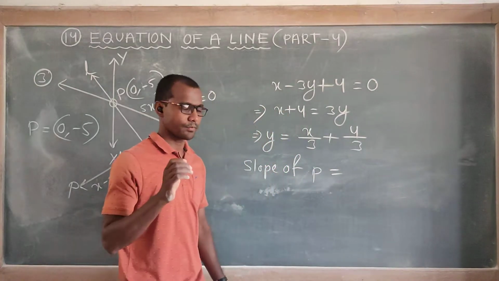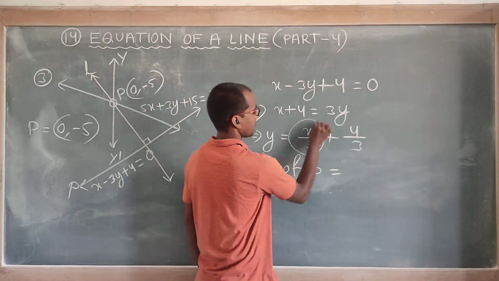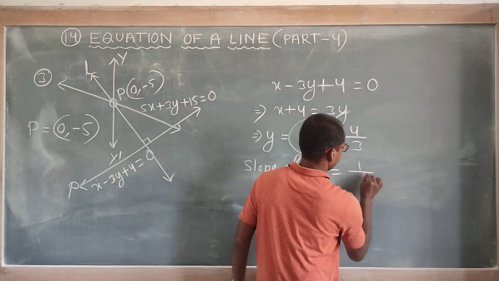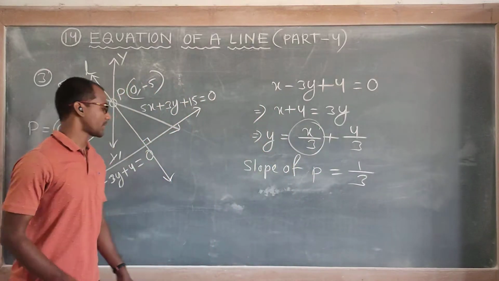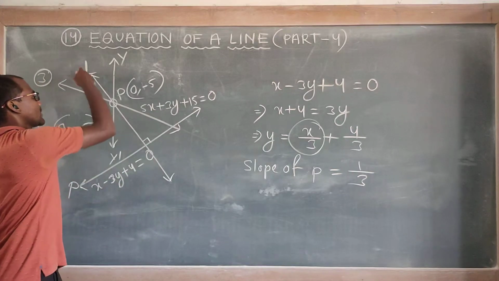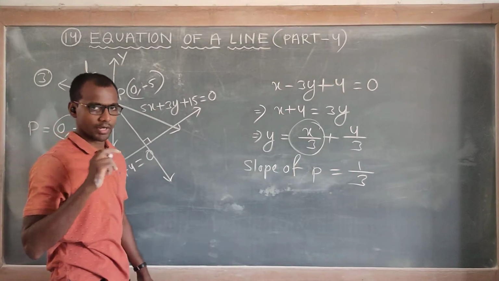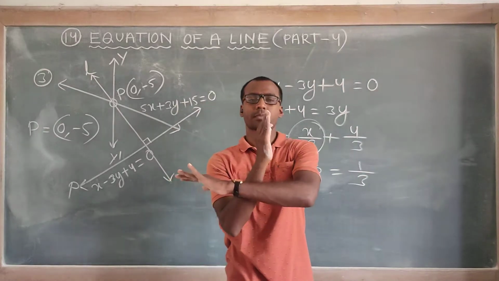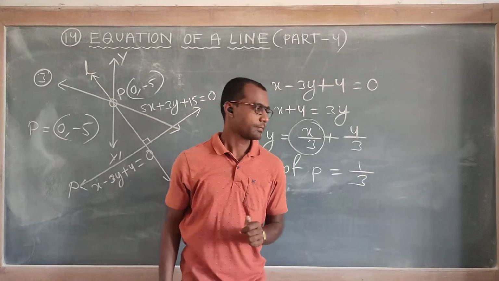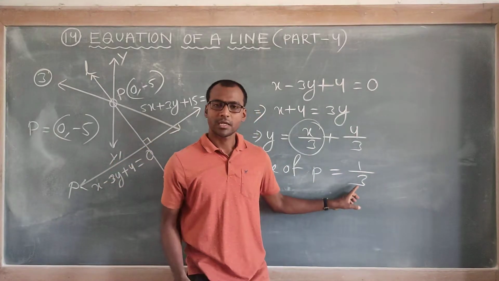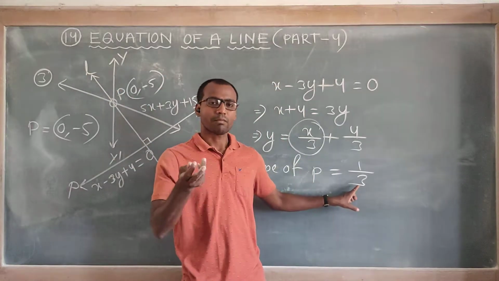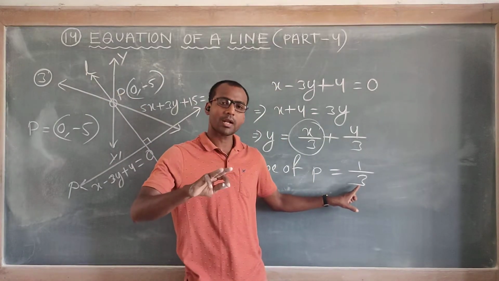The slope of line p is the coefficient of x, which is 1 by 3. Okay, the slope of this line is 1 by 3. So what will be the slope of this line L? In part 2 I have already explained: if two lines are perpendicular, then the product of the slopes will be minus 1. If the slope of line P is 1 by 3, then the slope of line L will be minus 3 by 1. Means take the reciprocal and change the sign.